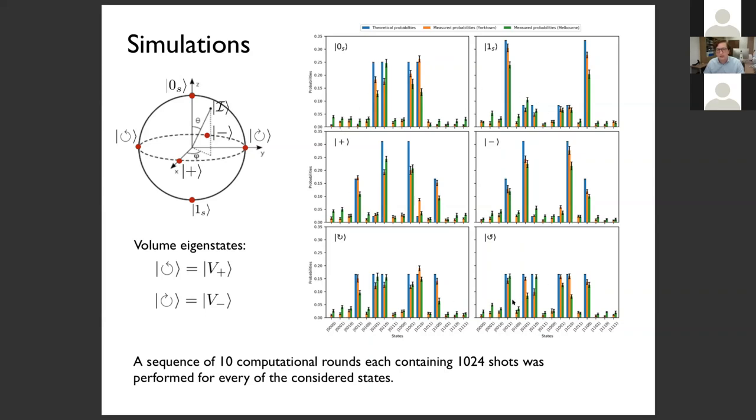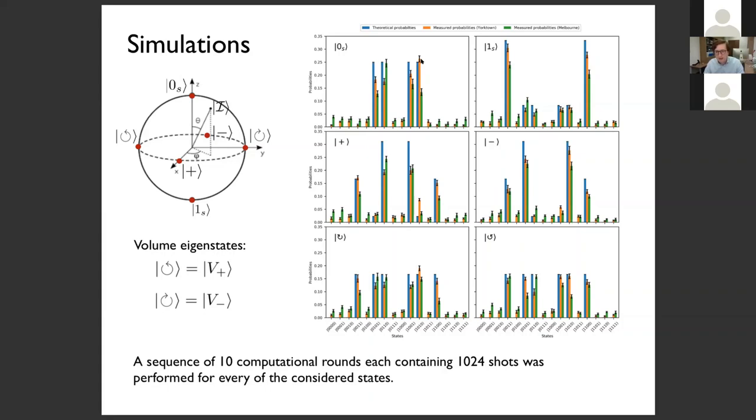Here you can find the results of simulations performed on both the Yorktown 5-qubit and the Melbourne 15-qubit quantum processors. In the simulations, for every state, we performed 10 computational rounds, and in every computational round we made 1,024 shots, so 1,024 executions. Based on these 10 computational rounds, all the statistical properties like standard deviations were derived.